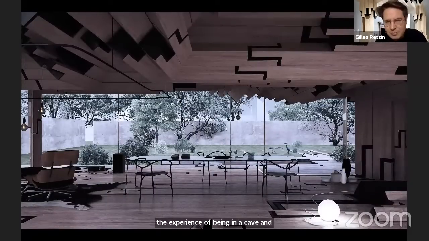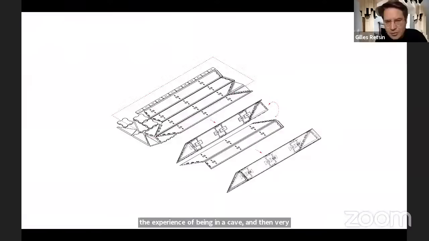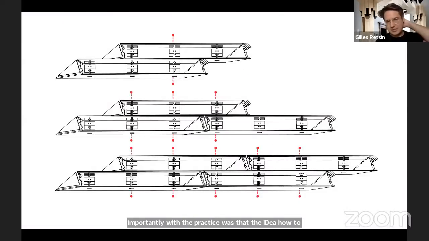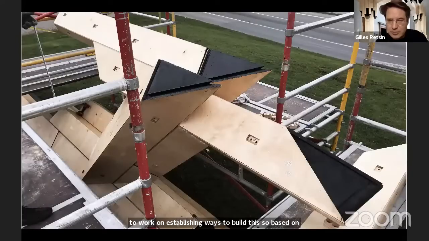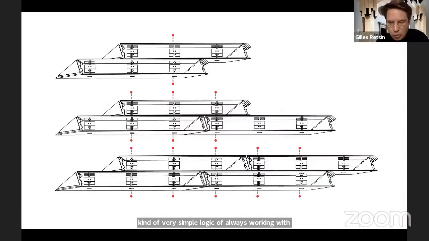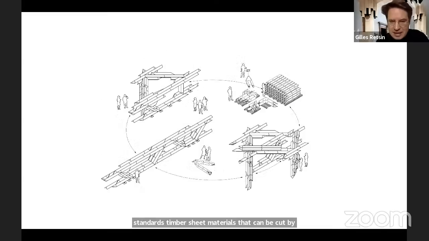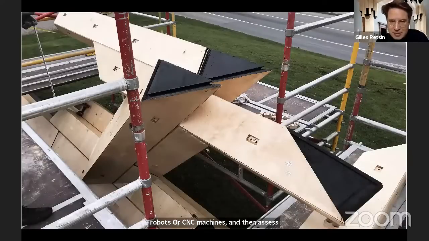Then very importantly for the practice was the idea of how to materialize this work. So we really started to work on establishing ways to build this, based on a very simple logic of always working with standard timber sheet materials that can be cut by robots or CNC machines, and then assembled together without any crafting on site. They're just post-tensioned together on site.